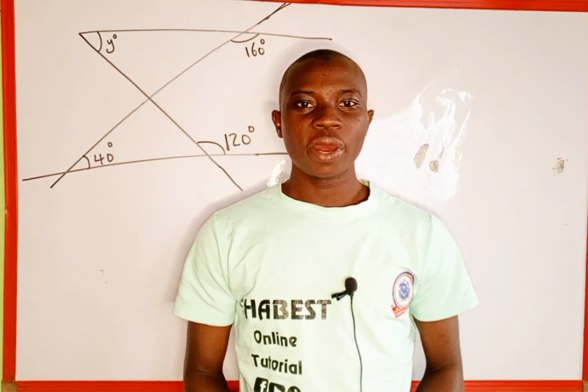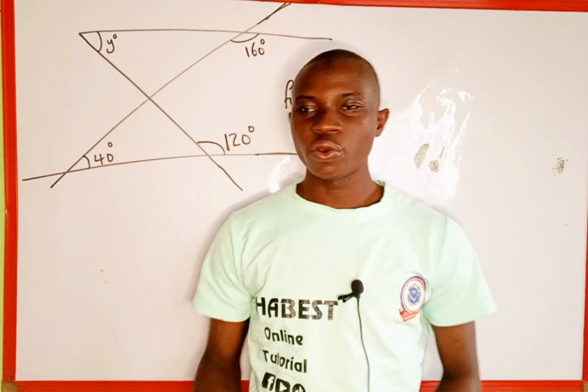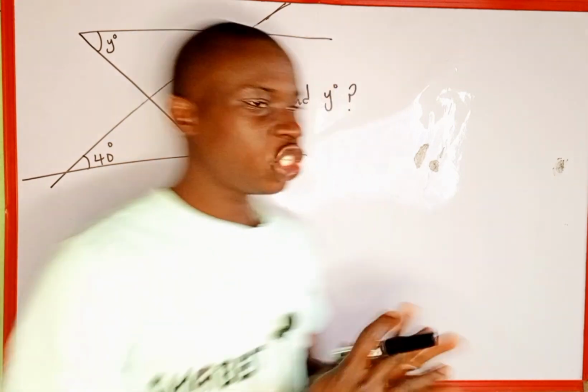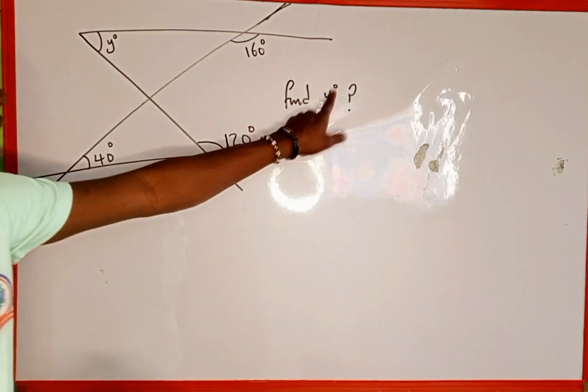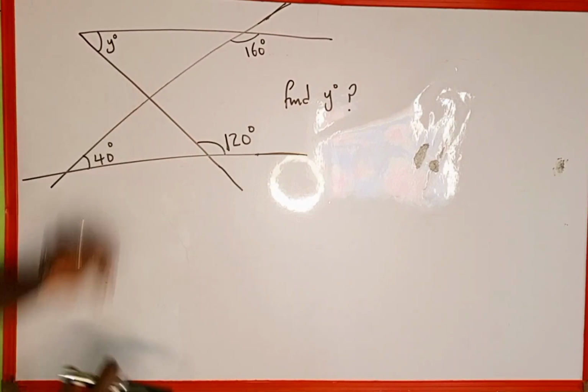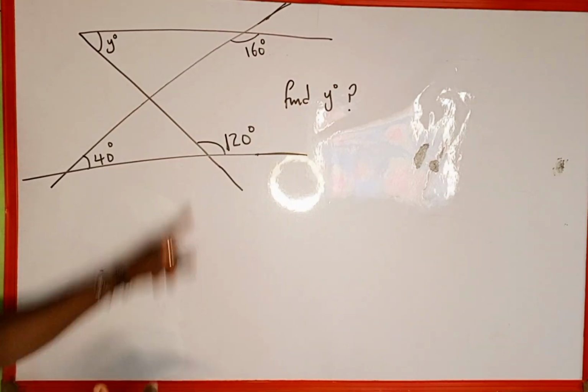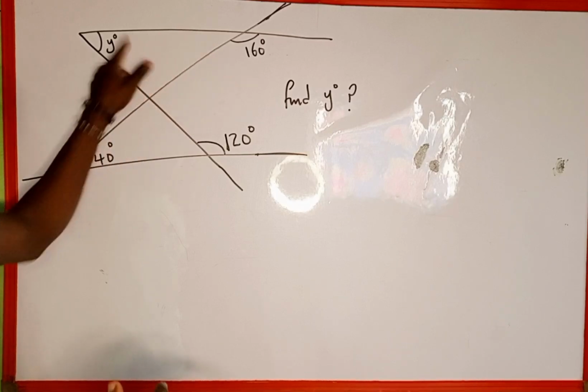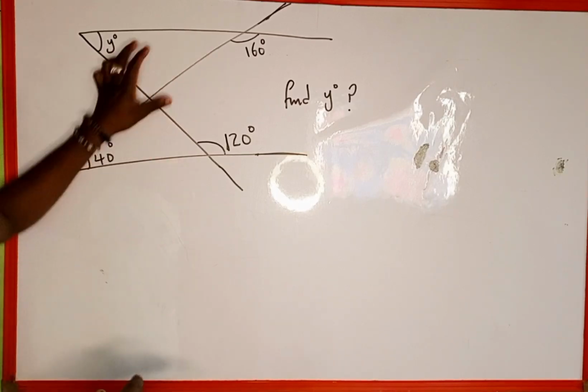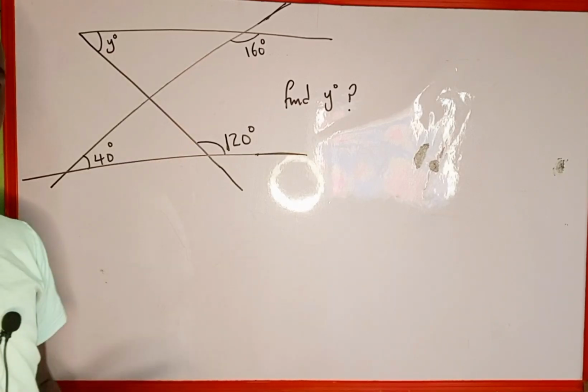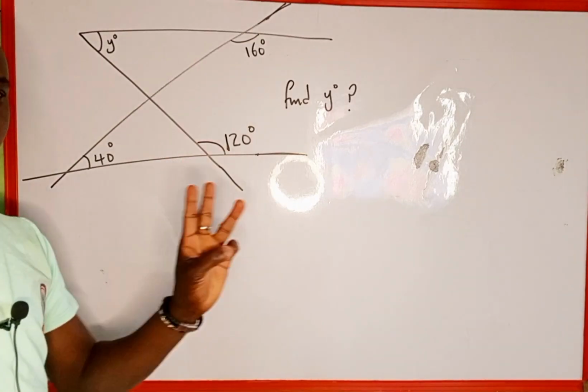In today's tutorial, we are going to learn how to find the missing angle in this diagram. If you look at this diagram, we are asked to find y degree. But before we can find y degree, we need to find all this missing angle. To find all this missing angle is very simple, but we are going to recall three theorems.